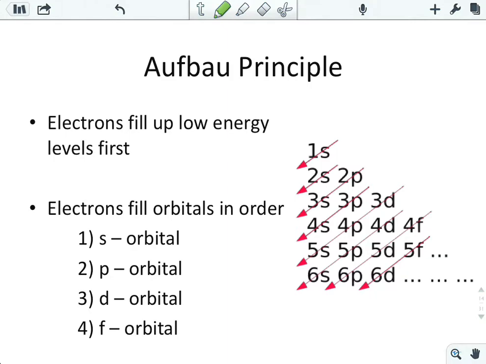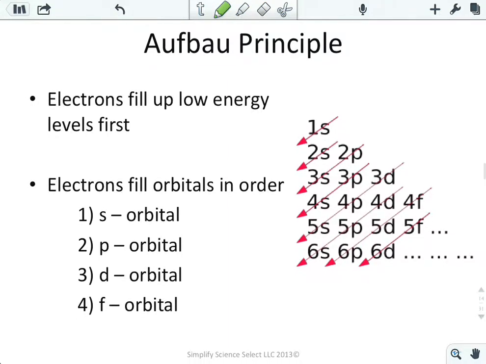Okay, let's talk about the Aufbau principle. Now, the definition of it is basically the order, or the way, electrons fill up the lowest energy level. They will start at the lowest energy level and move to the highest energy level. So they start at the bottom and they move to the top.